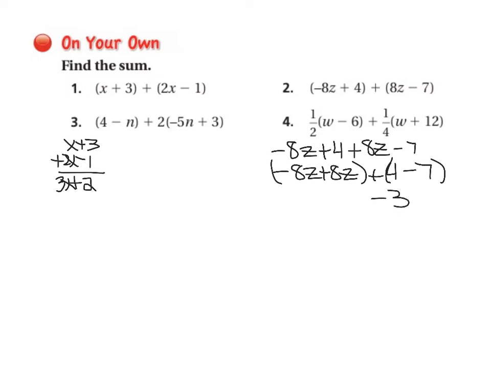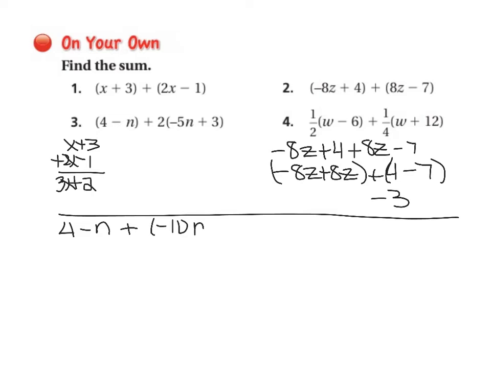Now with number 3, we need to use the distributive property to resolve the part with the 2 sitting outside the parentheses. So we end up with 4 minus n plus 2 times negative 5n is negative 10n, and 2 times 3 is 6, so that's plus 6. So we can now group our like terms together. So we have 4 plus 6, and we have negative n plus a negative 10n is a minus 10n.